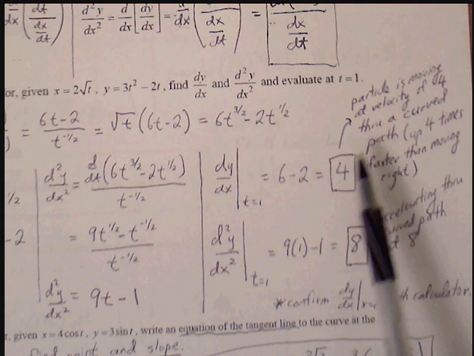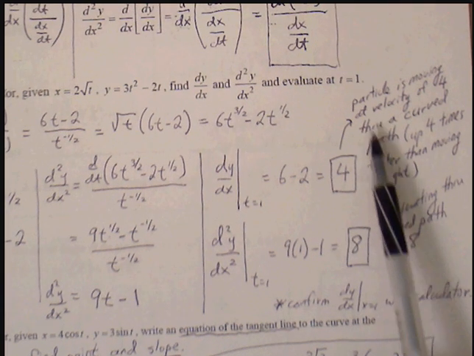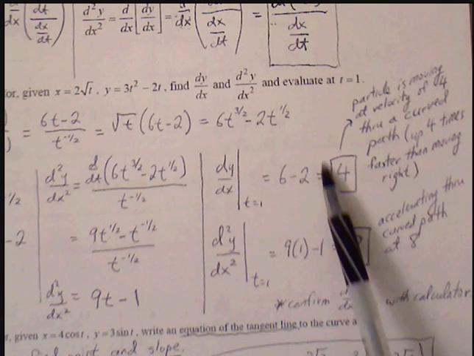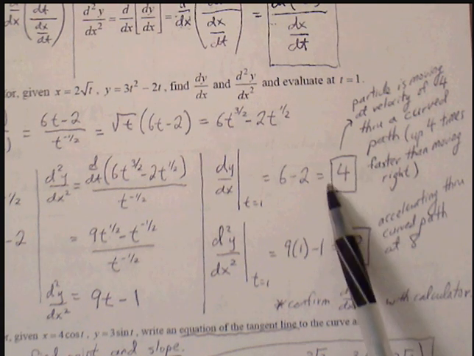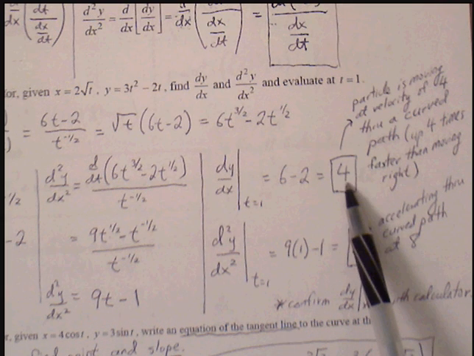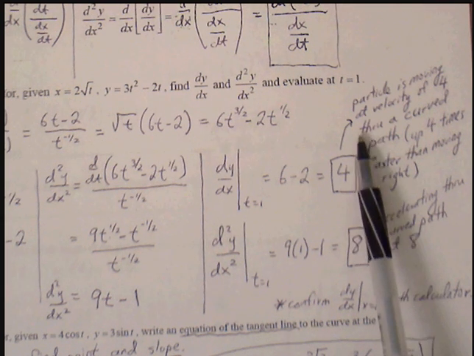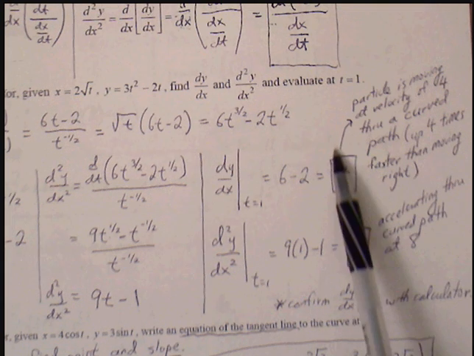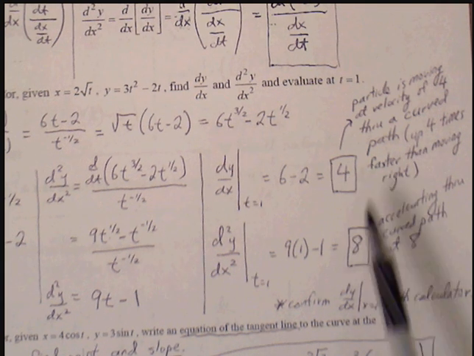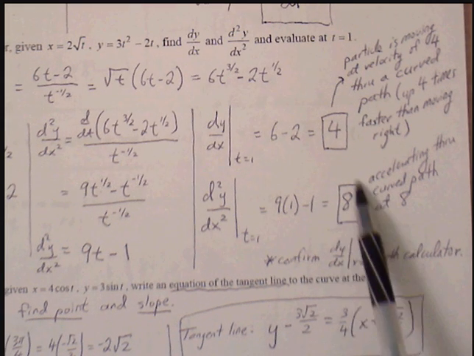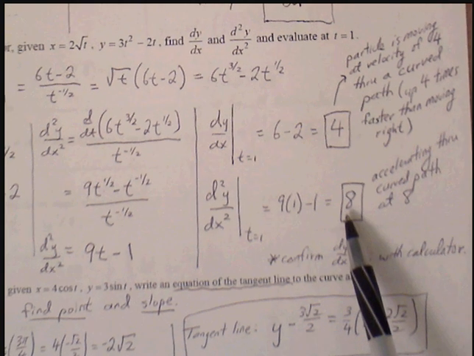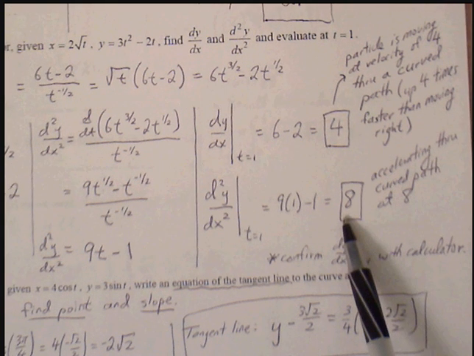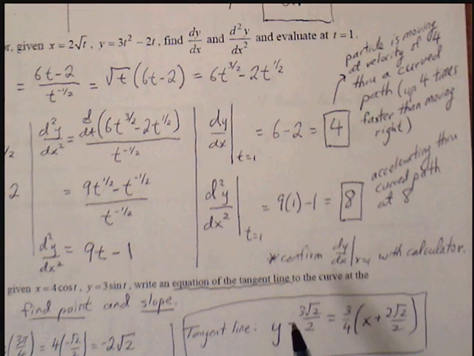Okay, notice that the particle is moving at a velocity of 4, so this means that it is moving through a curved path, because this dy over dx is moving faster up than to the right. So it's moving up 4 times faster than it is moving to the right. And this positive 8 indicates that this object is accelerating through this curved path at an acceleration of 8.